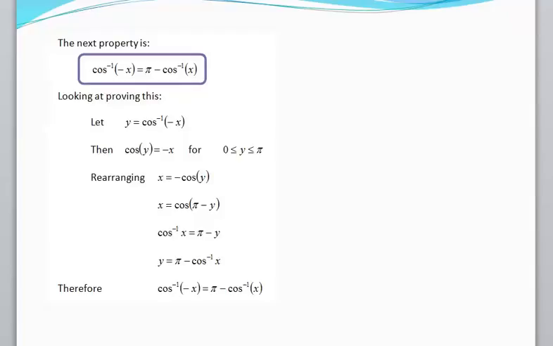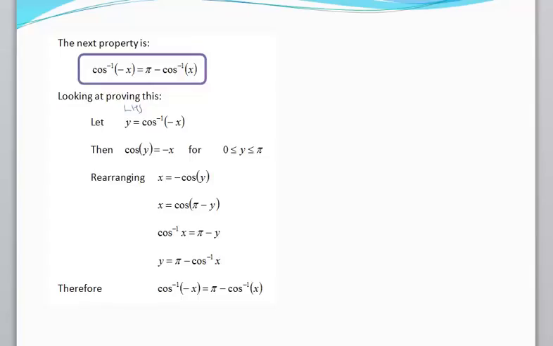Our next property involves our inverse cosine. Inverse cosine of minus x is equal to pi minus inverse cosine of x. So looking at proving this one as well, if we set y equal to our inverse cosine of minus x from our left hand side, then we move our cosine over. Cosine of y is equal to negative x in our range, 0 is less than y is less than pi.